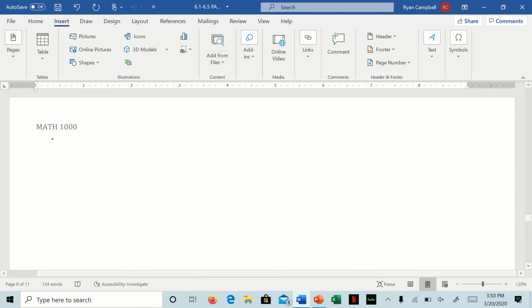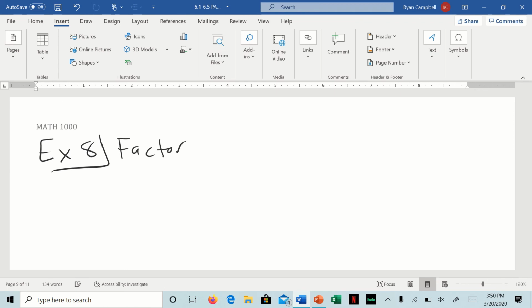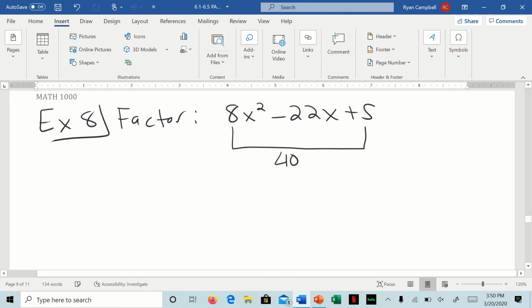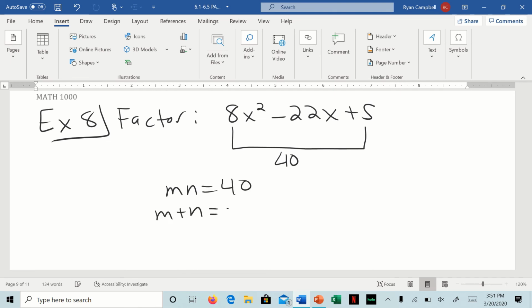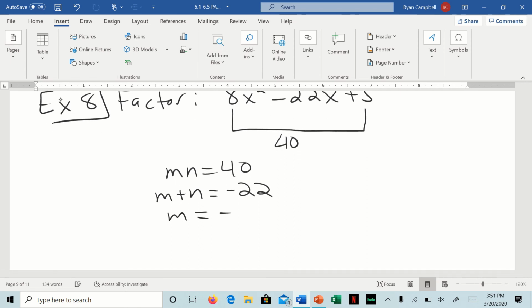All right. So example number 8. Let's factor 8x squared minus 22x plus 5. So step 1, multiply them together. 8 times 5 is 40. Step 2, what two numbers multiply to get 40 and add to get negative 22? We can see that that's going to be negative 20 and negative 2.